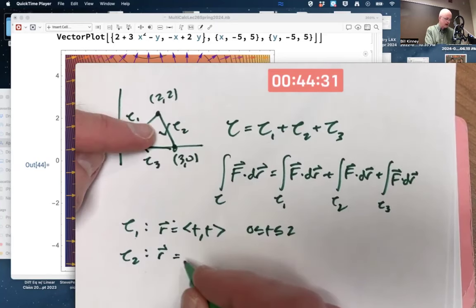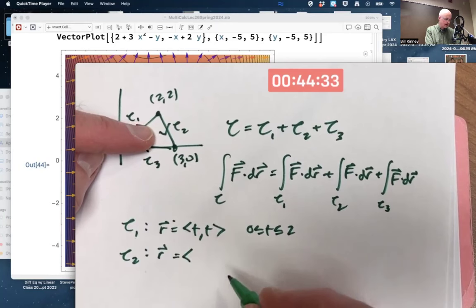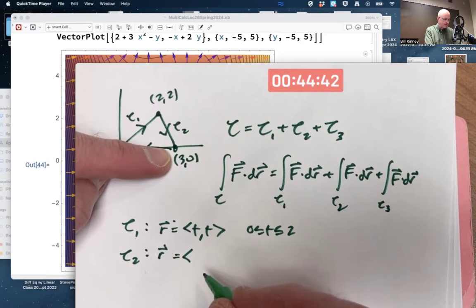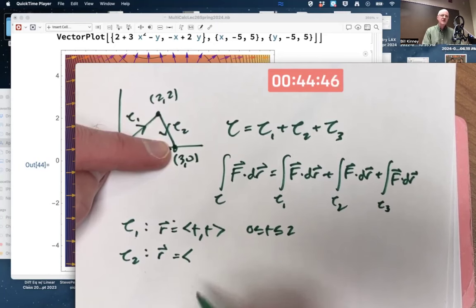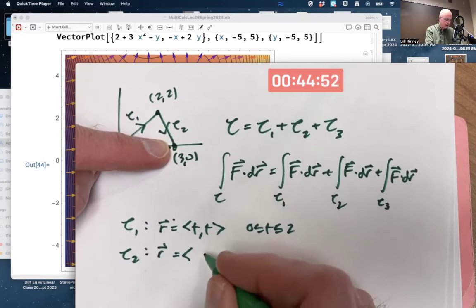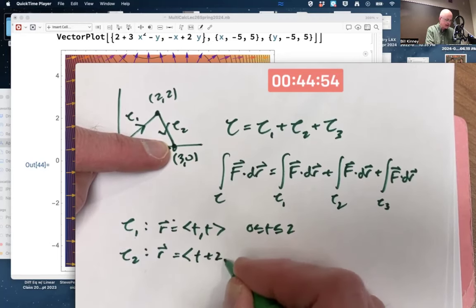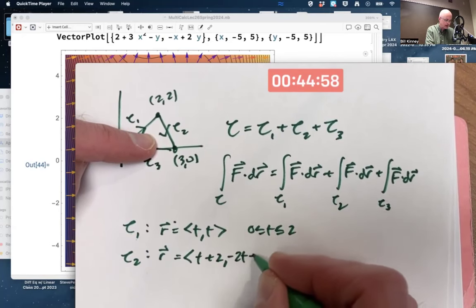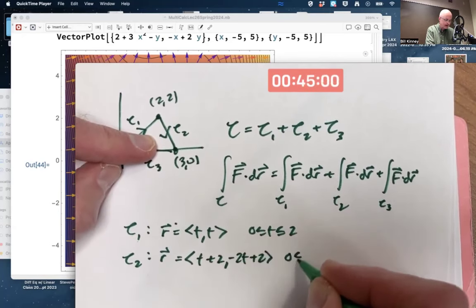I can use a parameterization for C2, if I start time at time 0, both x and y start at 2 when t is 0. x goes up by 1 to 3. y goes down by 2 to 0. What should I let t vary up to? Maybe 0 to 1 would be the simplest thing to use. So in other words, I'd do t plus 2 for x and negative 2t plus 2 for y as t varies from 0 to 1.